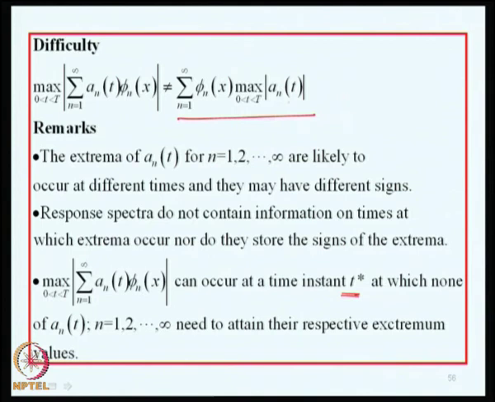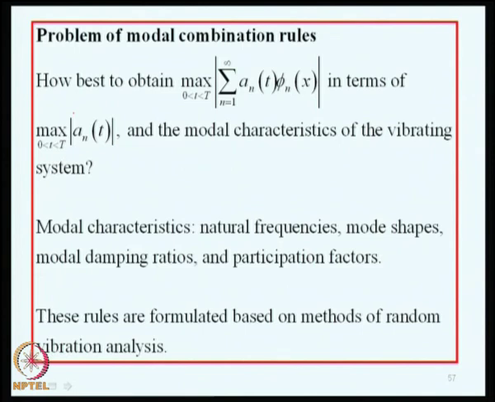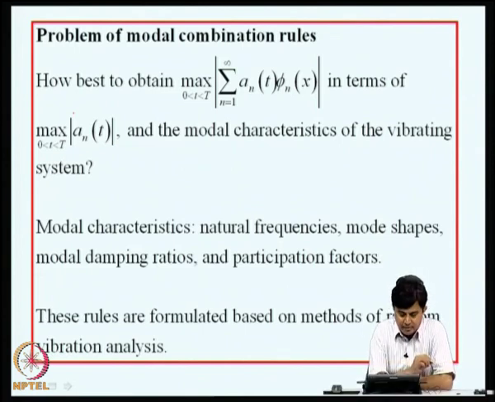If all a n of t reach maximum value at the same time and all of them have the same sign, then this right hand side will be equal to the left hand side, but that is very unlikely to happen. So, we have to live with certain approximations if we have to use response spectrum based methods for seismic response analysis. To deal with this, we consider what are known as modal combination rules.